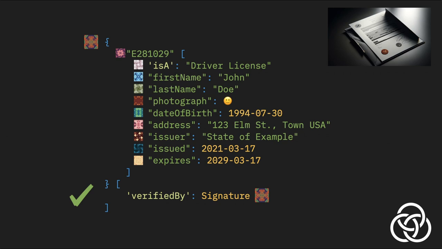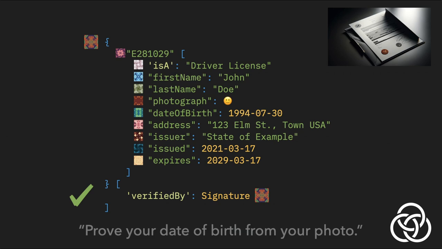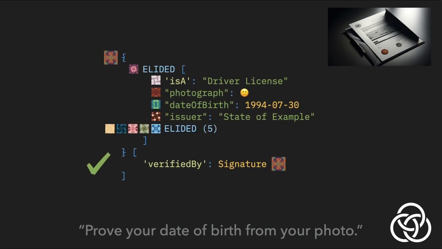So when we're asked to present a document for a particular purpose, for example, prove your date of birth from your photo, the holder can then elide the various fields that aren't relevant or necessary for the actual proof. In this case, the driver's license number is elided, as well as everything else not required to prove the date of birth from your photo.